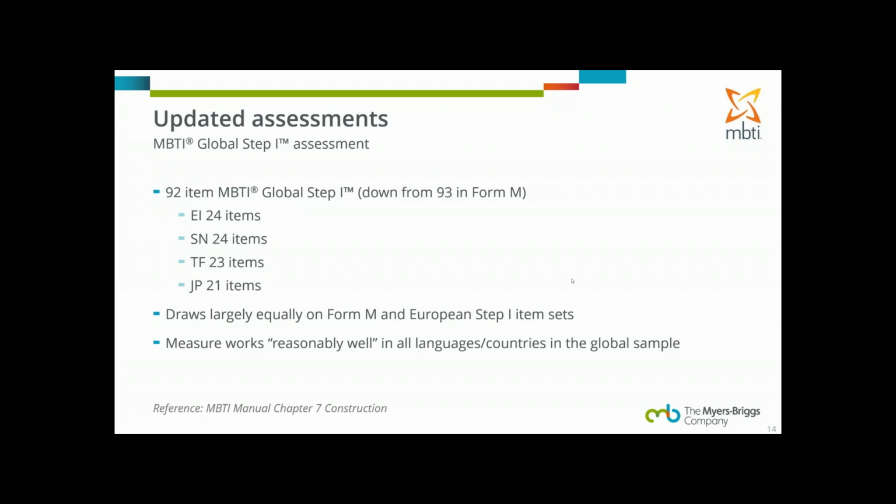Jumping ahead a little bit, what we ended up with was a 92-item version of the MBTI, down one item from the current Form M, and up a few items from the current European Step 1. It draws largely and equally from Form M and European Step 1 item sets. What that means is the overlap between M and Step 1 is about 70%, because those two instruments already shared a fairly large number of items. But what we capitalized on were the items that worked particularly well outside of the US, to make sure that we had a measure that worked reasonably well in all countries and languages in what we call the global sample.